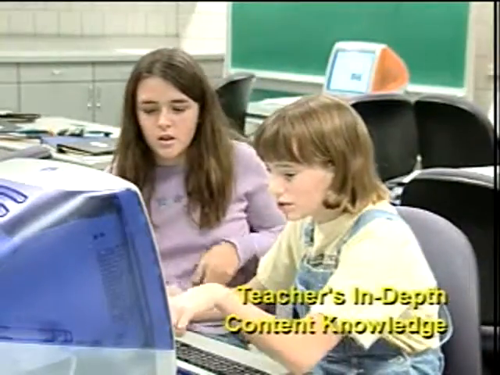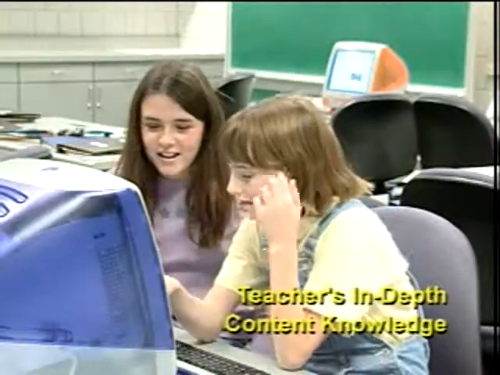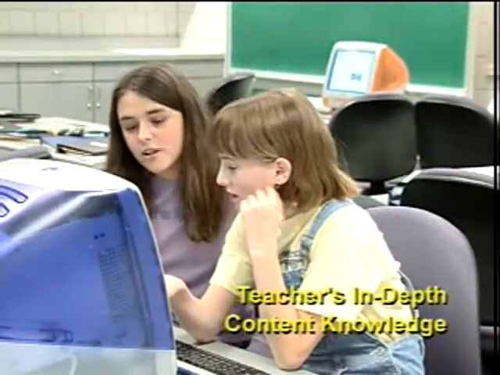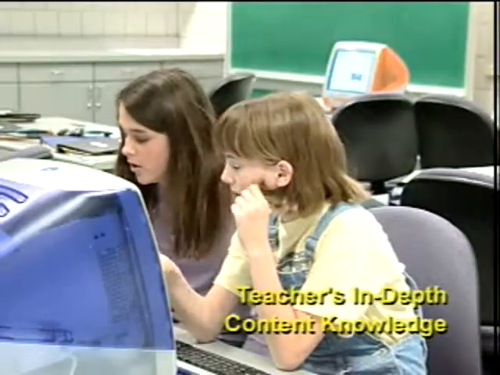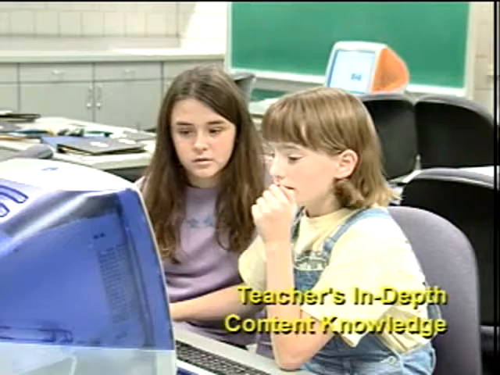The WebQuest that I have designed is very much like that. They are taking different roles. Our problem is that we need to colonize somewhere in space, and they need to take a role to make decisions about what place would be best suited for colonization in space.